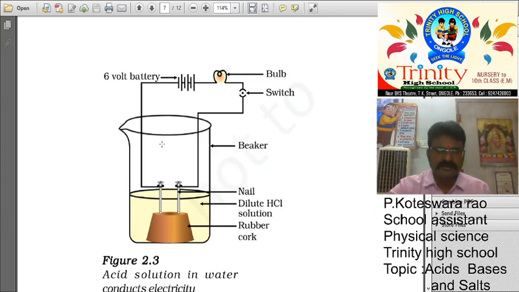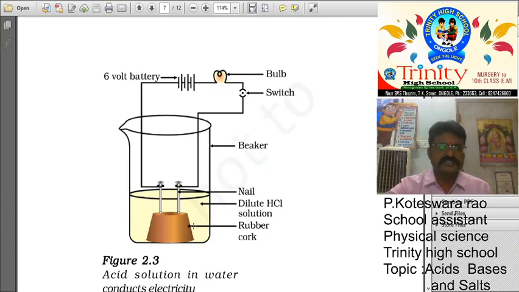Then what happened? We observe whether the bulb is glowing or not. Next, remove this alcohol solution. Then once again we pour the third solution, the dilute hydrochloric acid solution. Then we observe whether the bulb is glowing or not. If the bulb is glowing, yes. If the bulb is not glowing, no.